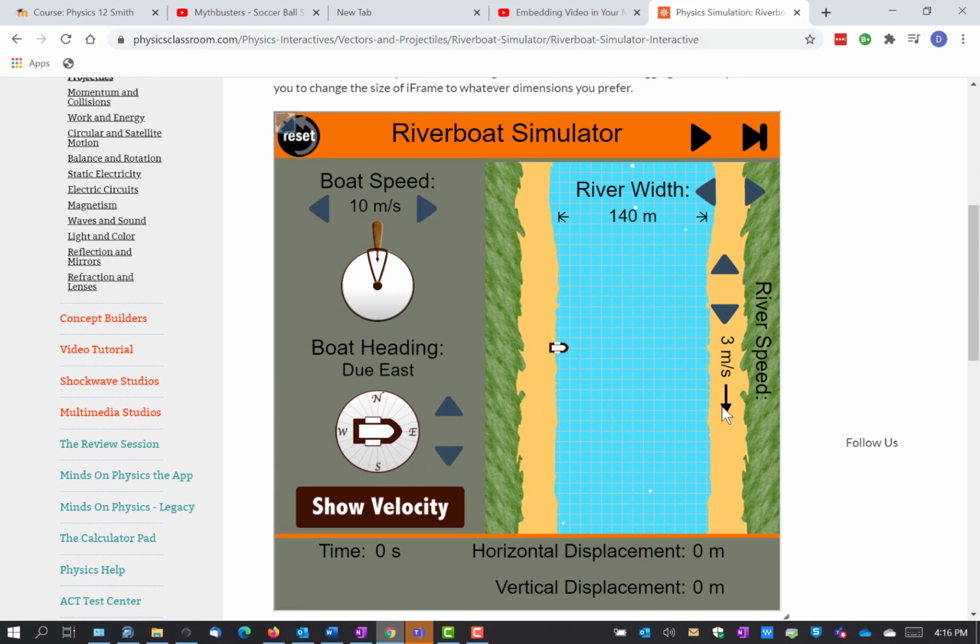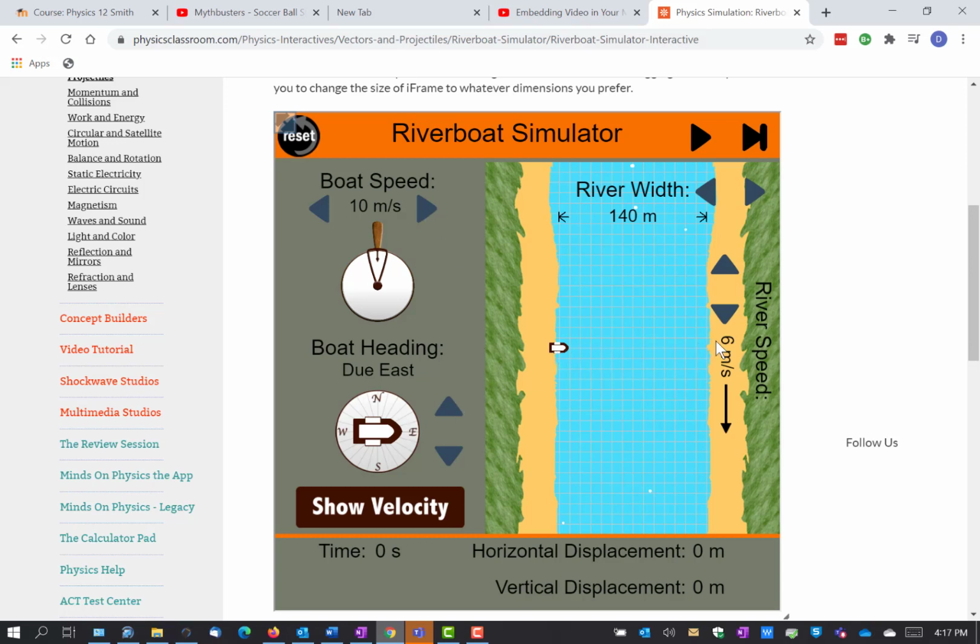What this interactive allows you to do, this is a boat going across a river, and you can adjust the speed of the river, you can adjust the speed of the boat, and you can also adjust the direction the boat's heading. So let's say the river is moving 6 meters per second, the boat's going 10 meters per second. The boat's going to aim to go straight across.